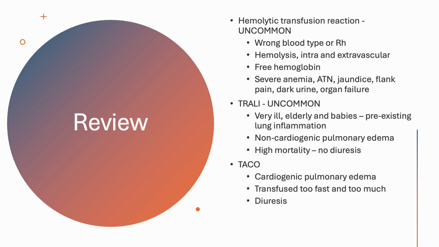Hemolytic transfusion reaction. Thank God this is uncommon. It means you got the wrong blood type or Rh factor. This results in hemolysis, both intra and extravascular. Free hemoglobin is generated, and you wind up with symptoms like severe anemia, acute tubular necrosis, jaundice, flank pain, dark urine, organ failure. This is the big kahuna. Hopefully, you will never see this in your career.